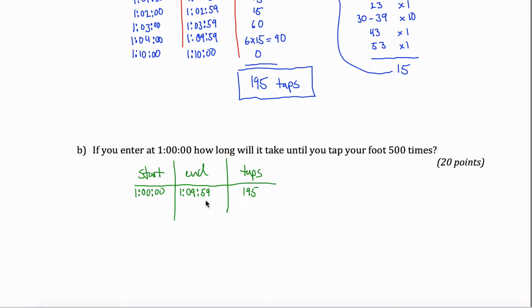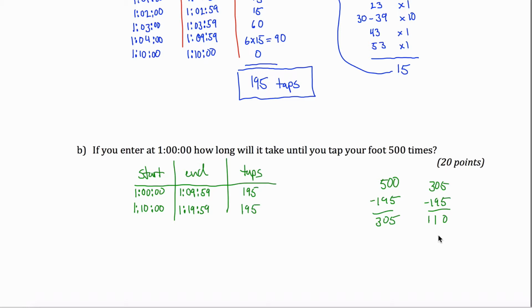And the reason I broke it up into this interval is because what I can do now is say from 1:10 exactly to 1:19:59, I would get exactly 195 more taps. And so remember, I'm trying to get up to 500, so we can keep a running tally out here to the side. 500 minus 195 leaves me with 305. And then 305 minus 195 leaves me with 110.